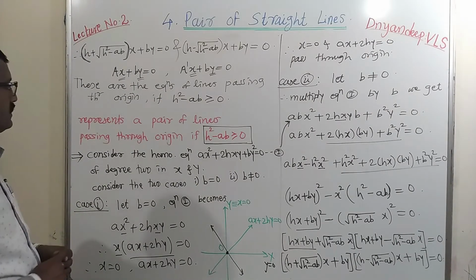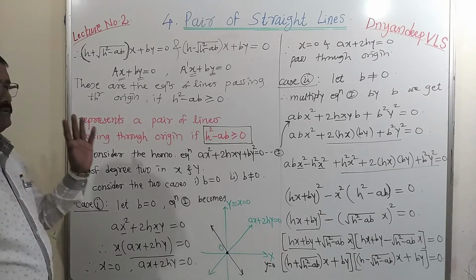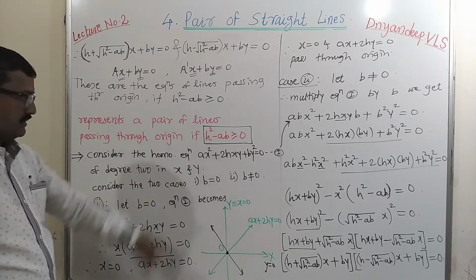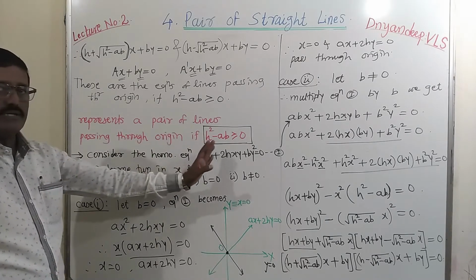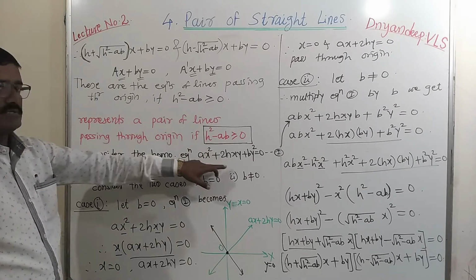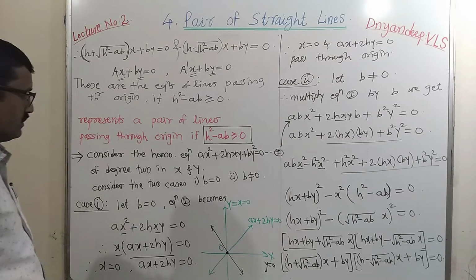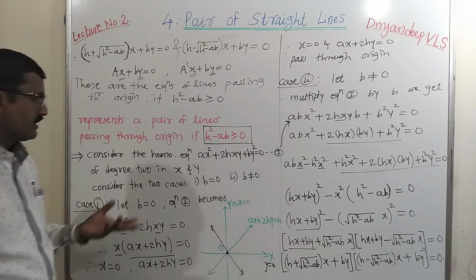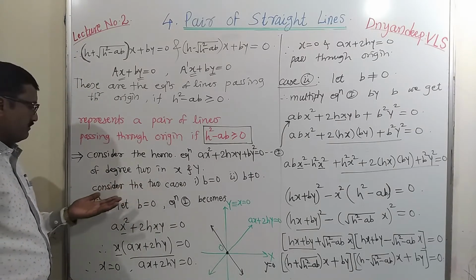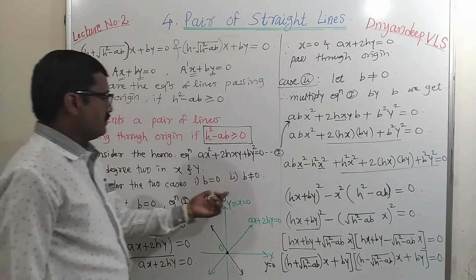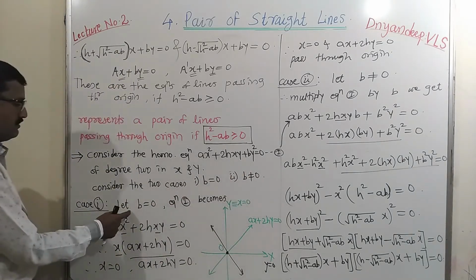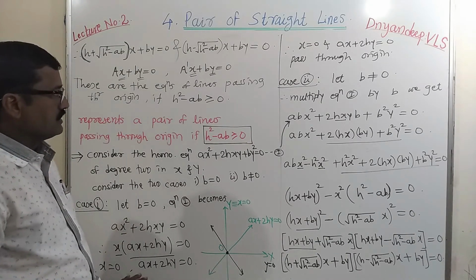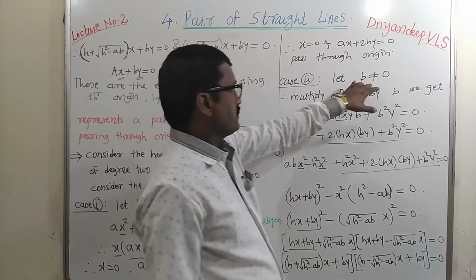Just see the proof of the theorem once again. What is given? We are given the homogeneous equation of degree 2 in x and y, that is ax square plus 2hxy plus by square equal to 0. And what to prove? We have to prove that this equation in general represents two lines passing through the origin. For that we considered two cases: either constant b is 0 or b is not equal to 0. In the first case, whenever b equal to 0, we get two lines, y equal to x and the y axis, passing through the origin. In case 2, we suppose b is not equal to 0.